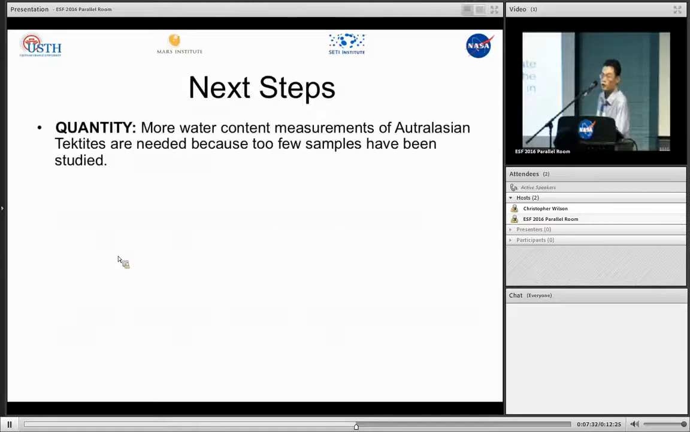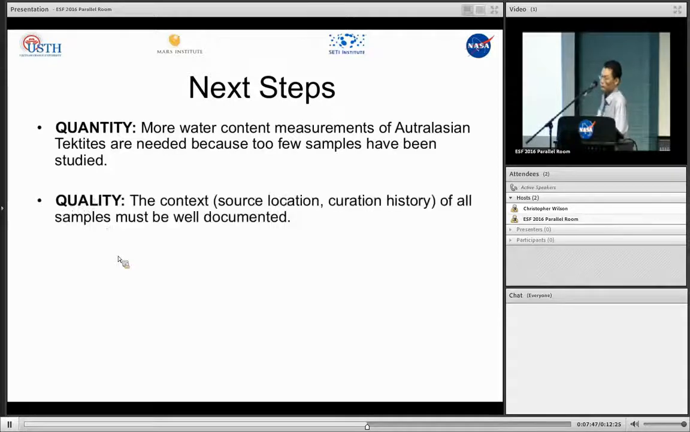For the next step, we need to do more water content measurements of Australasian tektite, because now the samples are limited. It's just about 32 measurements. Also, with more samples collected and more measurements, we need to know the context of our own samples. It means we need to know about the sample location. Also, we need to know more about the curation history, how the sample has been preserved.